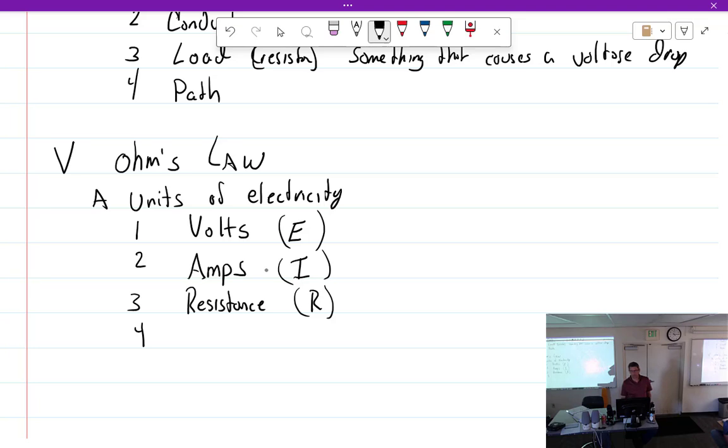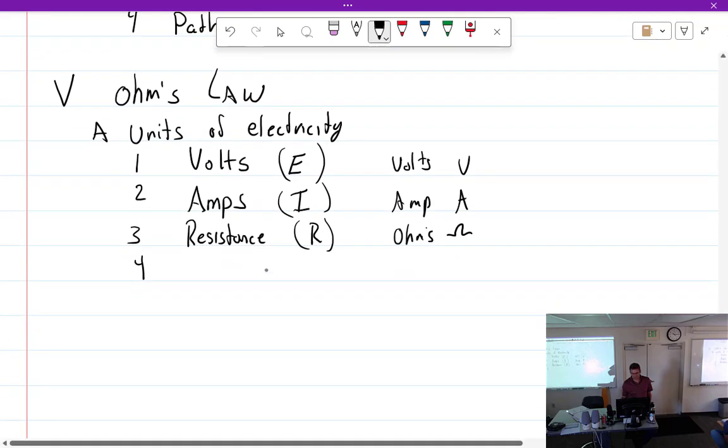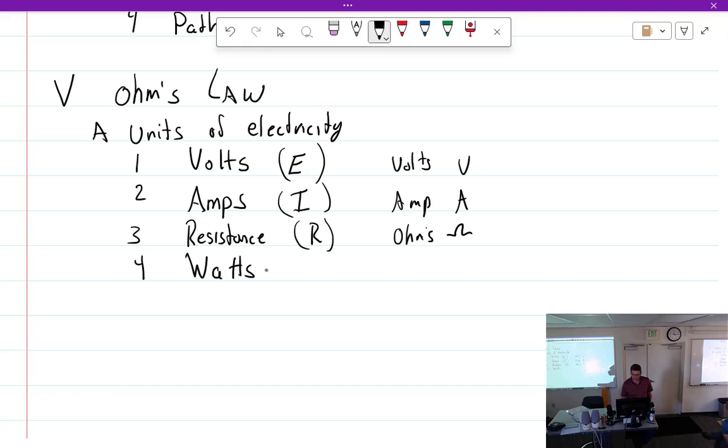So we got volts, symbol is E, measured in volts. Amps, symbol is I, measured in amps. Resistance, symbol is R, measured in ohms. Oh, number 4. What's number 4? Watts. See, that's another joke. Not in the mood today, huh? Watts, with the W. Named after James Watt.